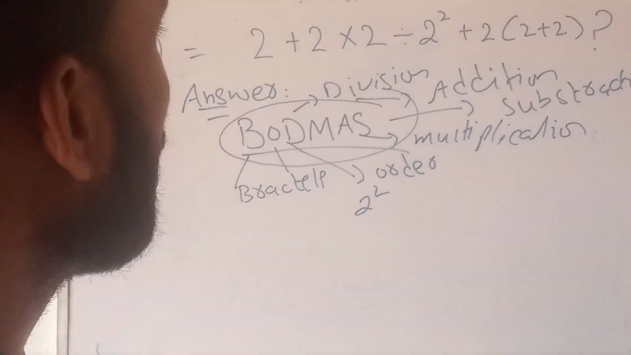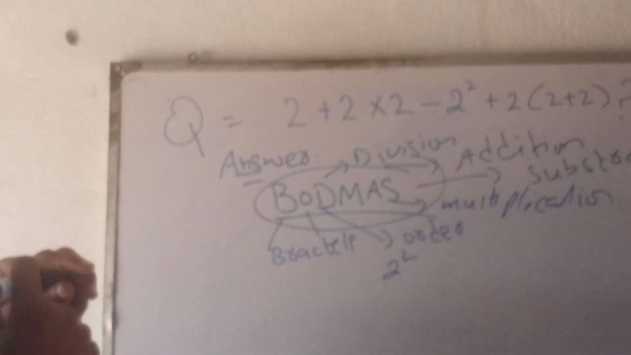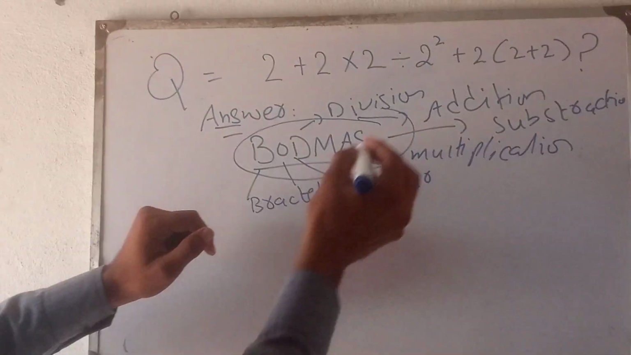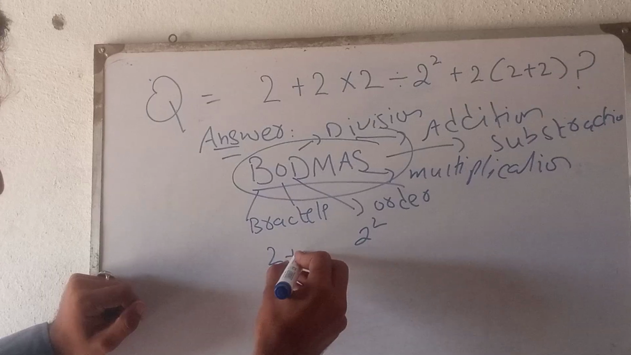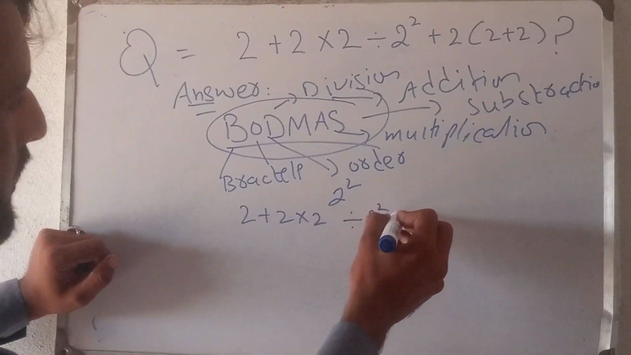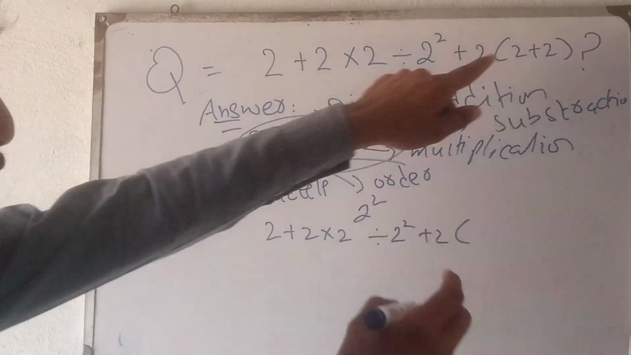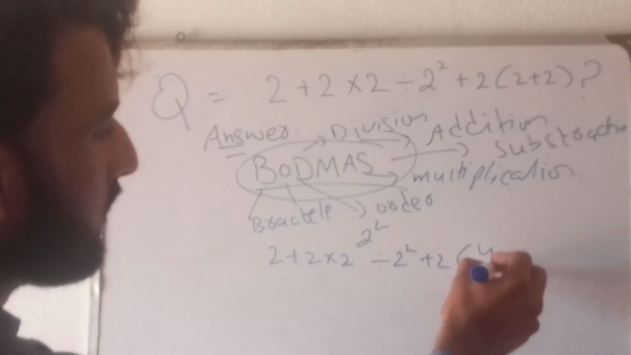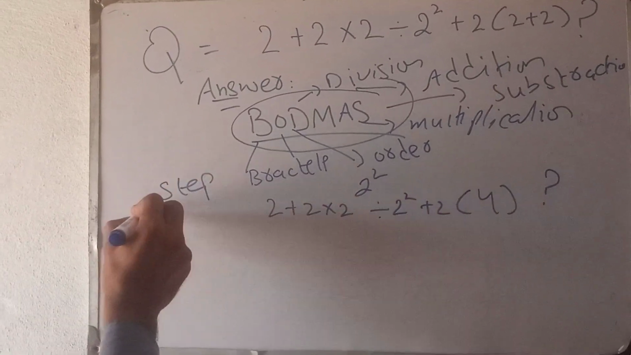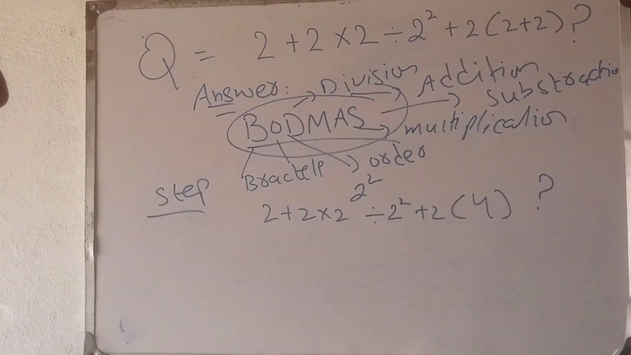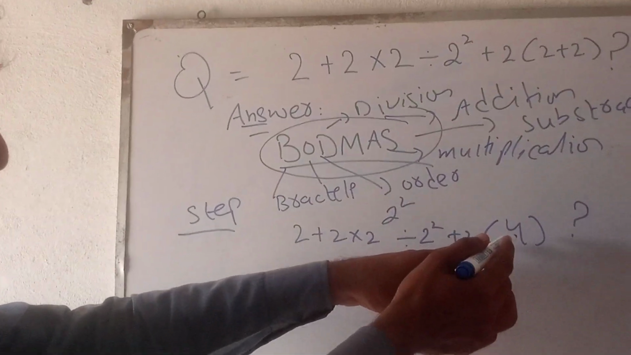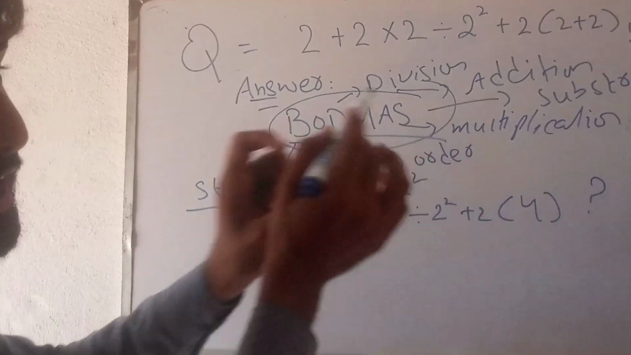In the question above we will see which parts are present. First is the 2 plus 2 in brackets. So first we solve the bracket 2 plus 2, which is equal to 4. So in step 1 we solve the bracket. Our brackets are over. Then we will divide and multiply. Brackets are not still over because here we have a 4 in our brackets.